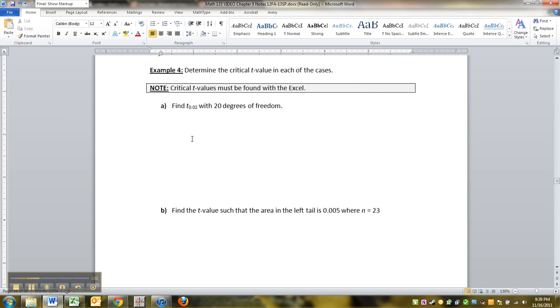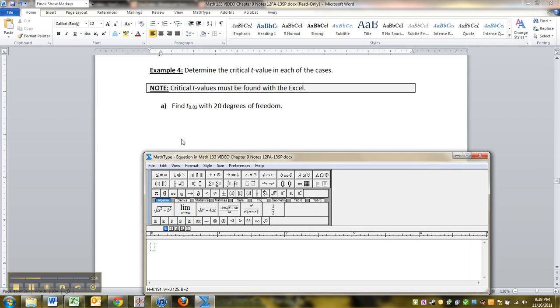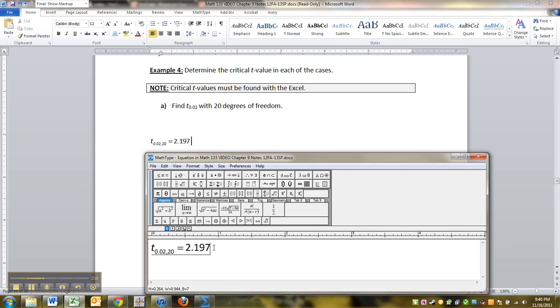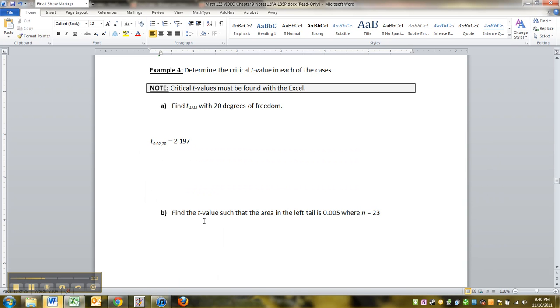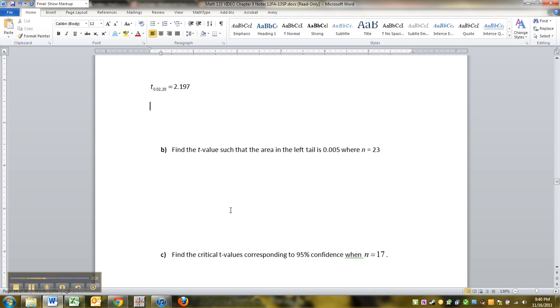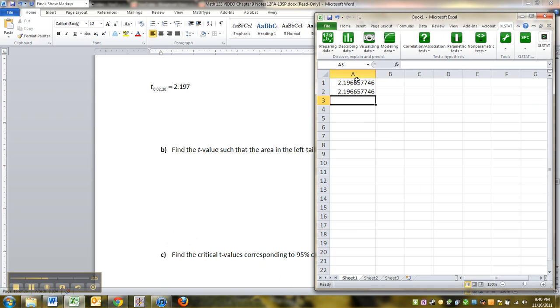So this one, by the way, t 0.02, technically, comma 20, is equal to 2.196. I think that's what it was. Yep, 2.197. Fine. Beautiful. Marvelous. Okay, cool. So now what about the t-value such that the area in the left tail is that small? If you're talking about the area in the left tail is that small, then it's going to be in the left tail. So this isn't going to be too hard to do.